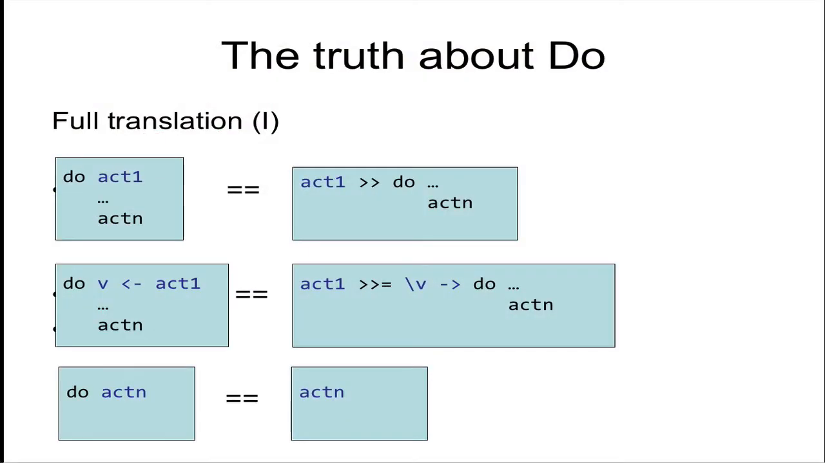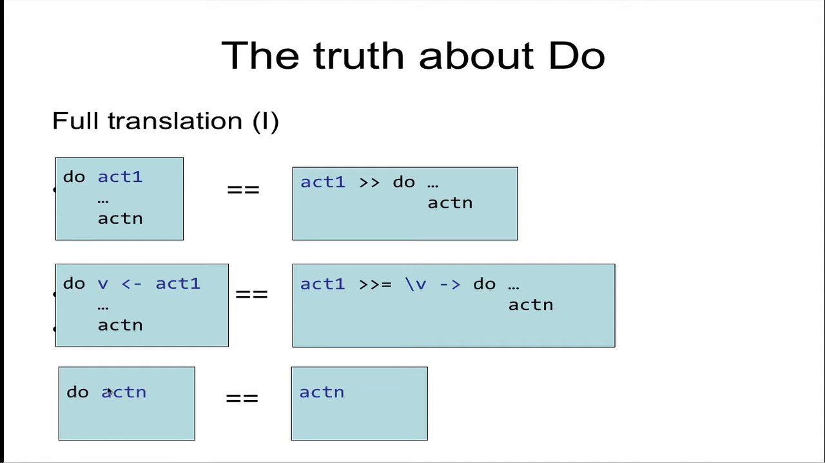So what we listed here is the full translation, or at least part 1. Whenever you have a sequence of actions, you can peel off the first action and then it pipes into the rest using this double arrow, which is actually just a simplified form. And when we have an action giving us a value, then that's translated into the action followed by a function which takes that value as an argument and then does the rest of the actions.